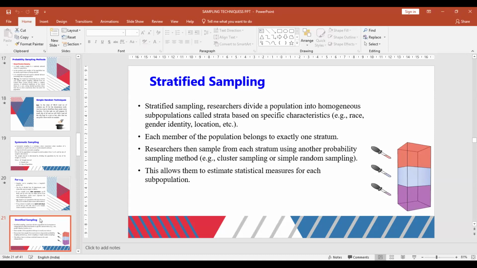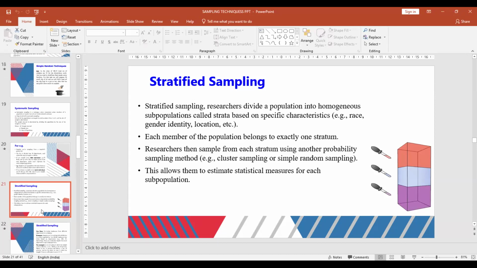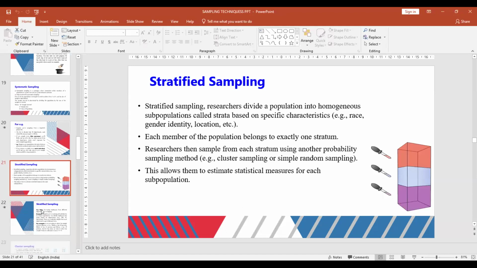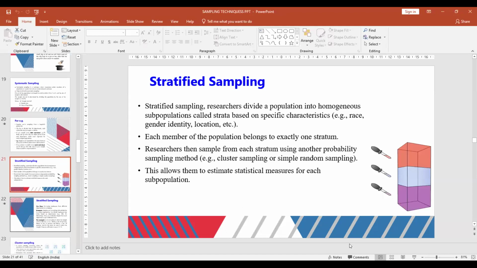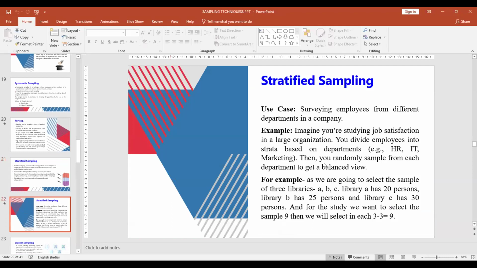This allows them to estimate statistical measures for each subpopulation. Simply, we can say that strata means a subgroup, a particular population, a homogeneous population, of the same line, maybe in race, maybe identity, or like that. I'll give you the examples. Please, you see. Use cases, maybe surveying employees from different parts of the company.